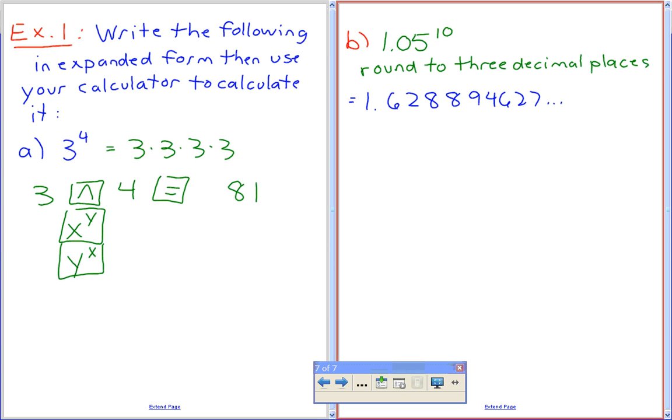Now, I wrote up there round to 3 decimal places. Did you guys do rounding yet in science? If you haven't, I'm going to do it right now. This is the key digit for rounding. Can someone tell me, please, Cody, how I would round that then?